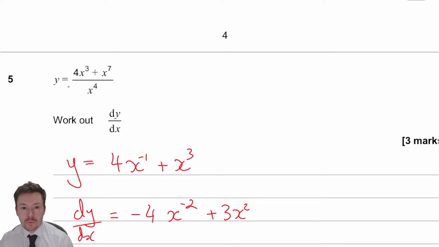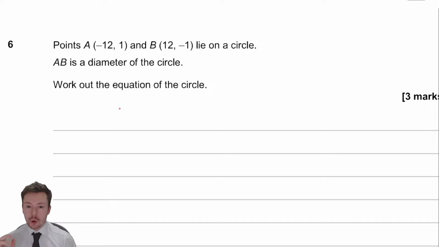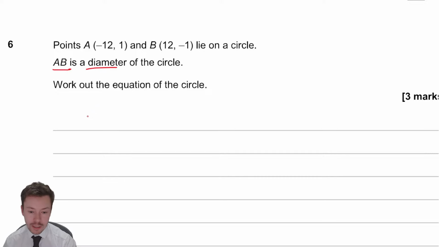Oh, clicked on the wrong thing. Scrolling down, we've got point A, we've got point B. They lie on a circle. AB is the diameter of the circle. Work out the equation of the circle. Now, if AB is a diameter, then the midpoint is going to be the center of the circle.